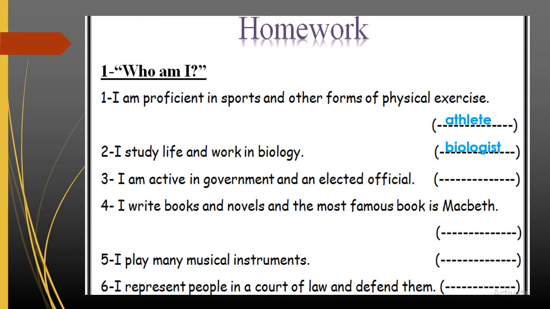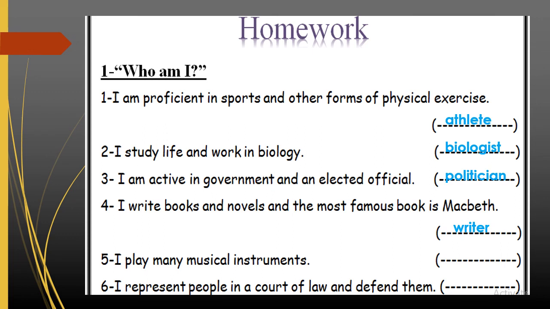3. I am active in government and an elected official. Who am I? Excellent. Politician. 4. I write books and novels, and the most famous book is Macbeth. Who am I? Excellent. Writer.